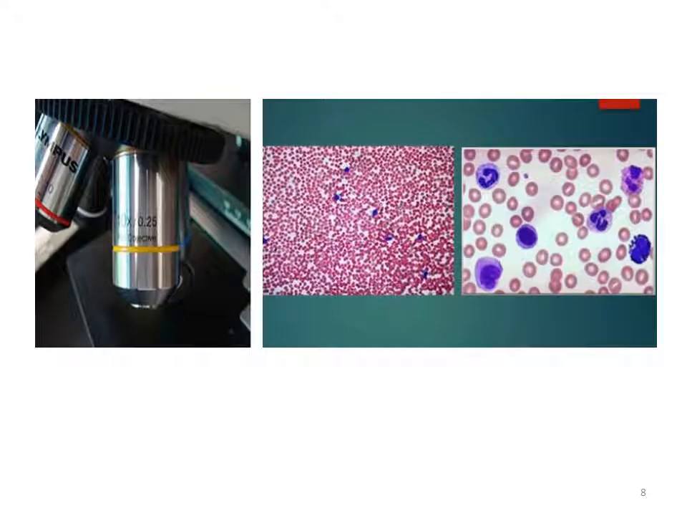Microscopically, the peripheral blood smear is viewed under low power, or ocular objective 10. The middle slide is a view of 10 power. Note how small the cells appear. The slide to the right is a higher power objective. Note how much larger the cells are.